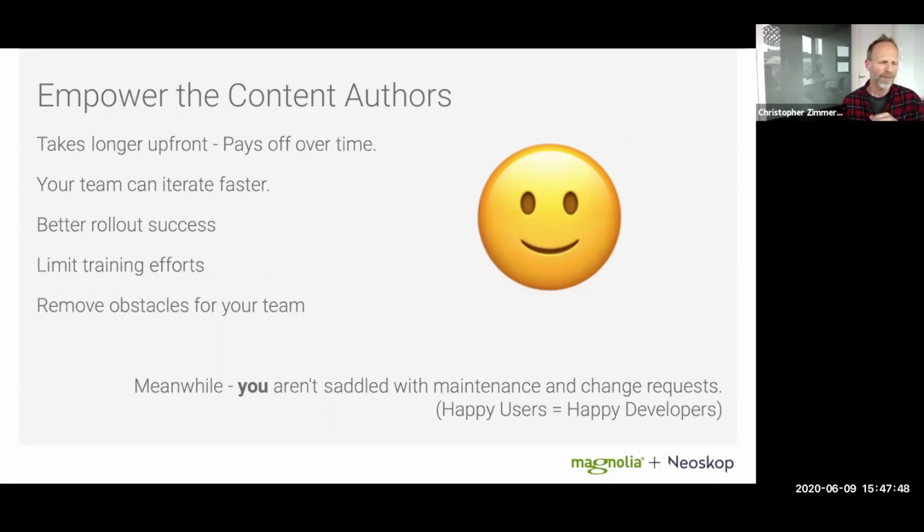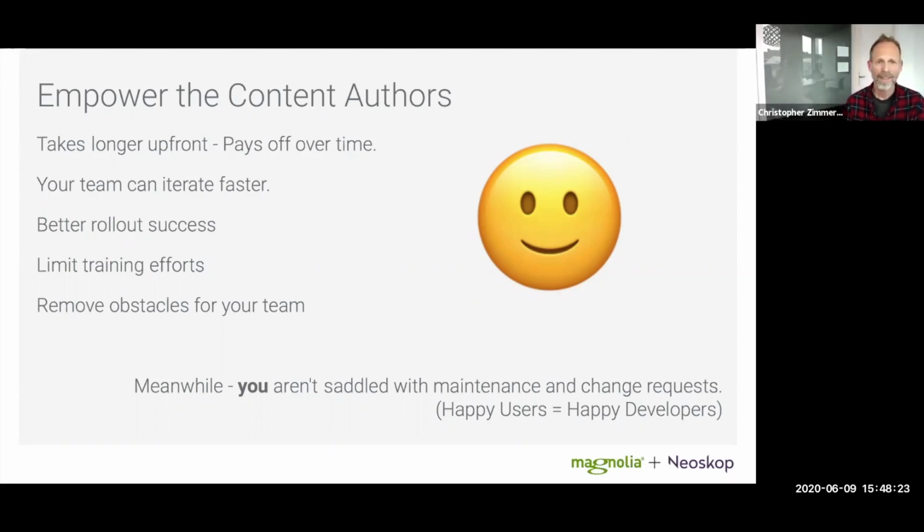So how does it pay off? Well, your team can iterate faster, of course, because they've got all the components they need. You've given them that flexibility. Now they can do anything they want with a landing page without coming back. And we know that iterating and being able to respond to the market fast is critical to actually achieving goals. And then better rollout success. So when you have an authoring experience that's so self-explanatory, people are just going to pick it up pretty fast, as Marcel was describing.